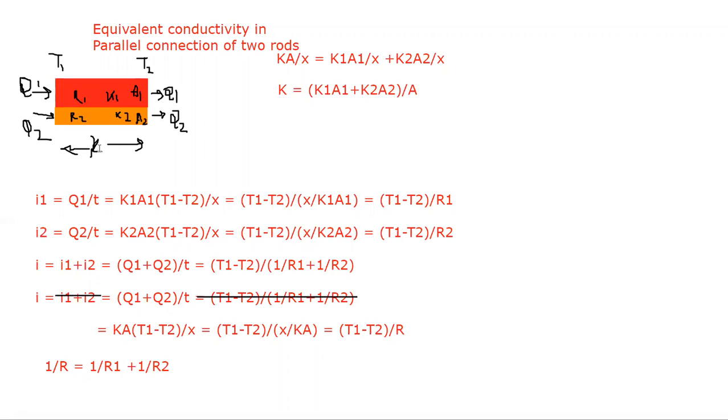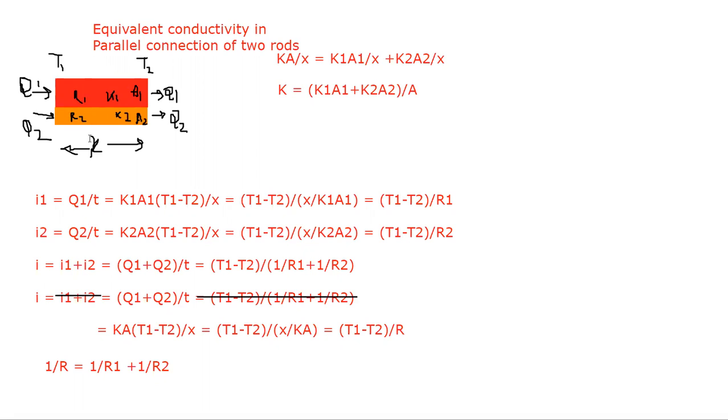Both are having the same length X and both are connected such that the ends of these two coincide with each other and the temperature at the two ends are maintained at T1 Kelvin and T2 Kelvin. Q1 amount of heat is passed through rod 1 and Q2 amount of heat is passed through rod 2.